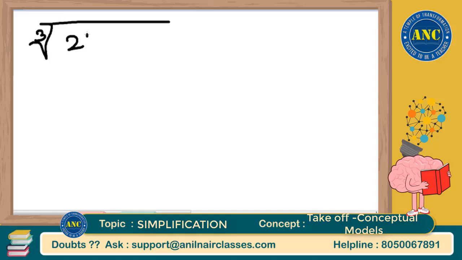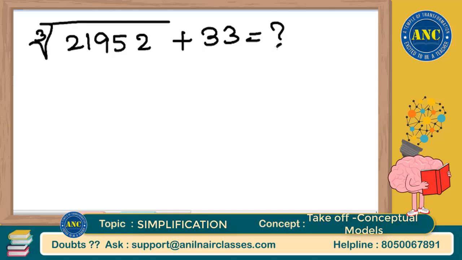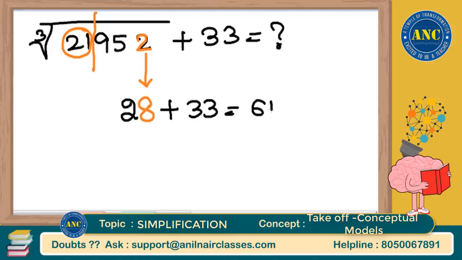Suppose we never took a question on cube root till now. Cube root of 215,952 plus 33, easy question, very easy question, equal to question mark, provided you know how to find the cube root. I will make a group of 3 digits. If it is ending with 2, the answer will end with 8. I taught you already. 215 lies between 6 cube and 7 cube, the smaller is 6. So the cube root is 68, plus 33 is equal to 61. If you know how to find the cube root, these are all very easy, sir.